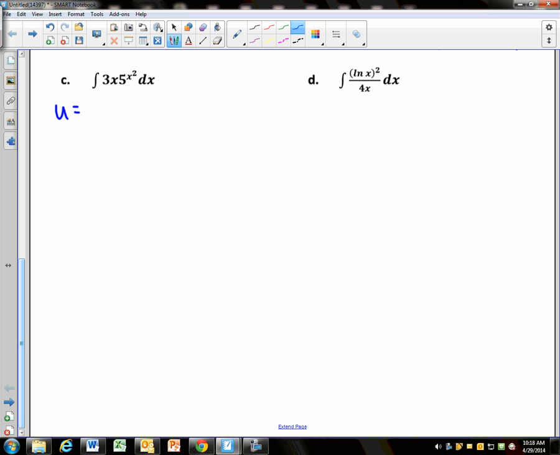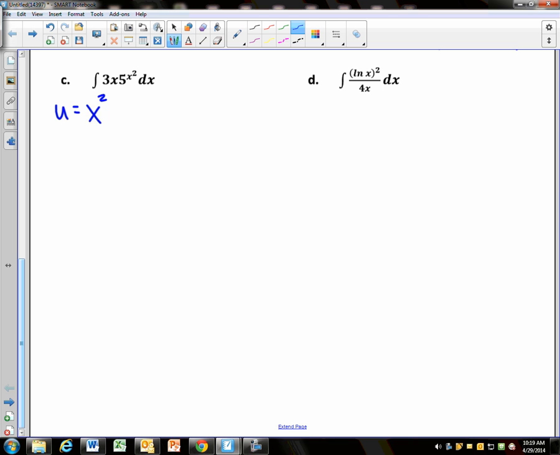Problem C. A for the day if you can guess what u is going to be in this problem. No, you can't. Here's why. You got to come up with a 3x, right? Or at least an x. Who cares about the constant? We'll figure out a way to deal with that.